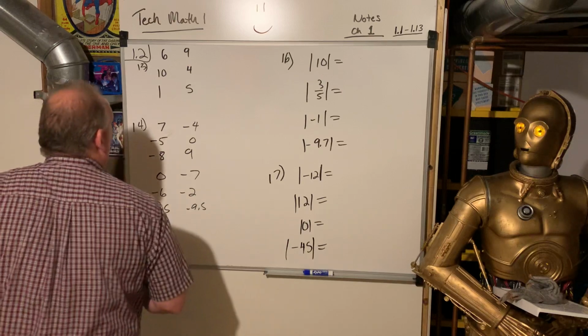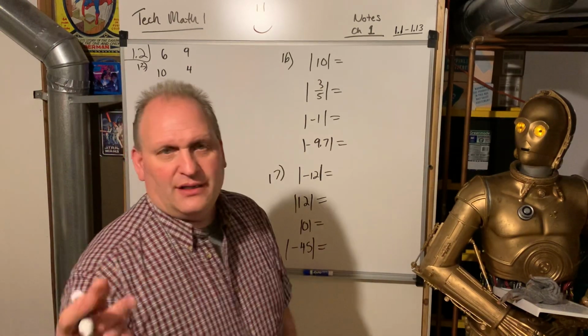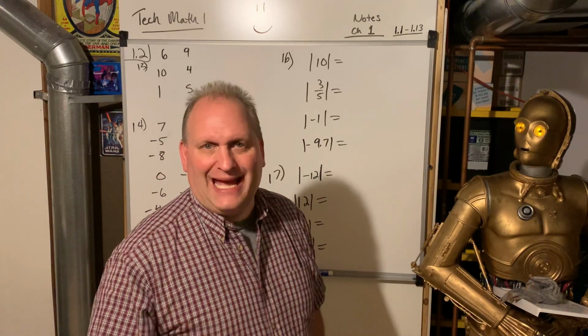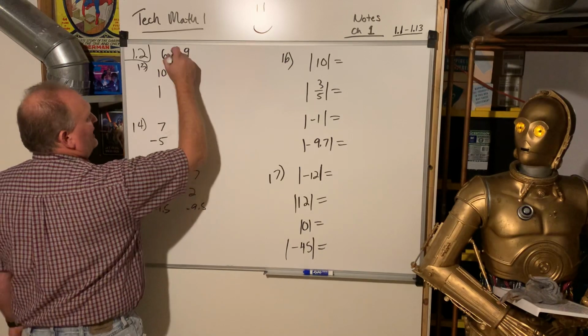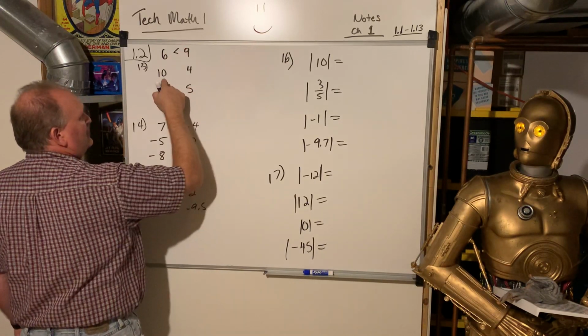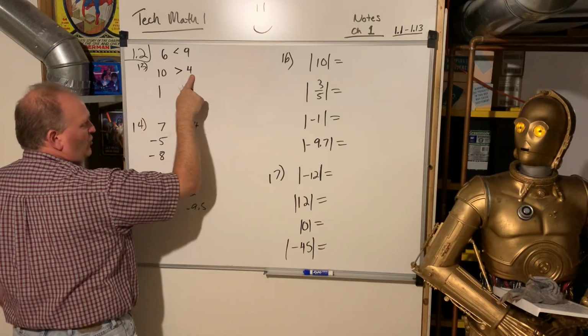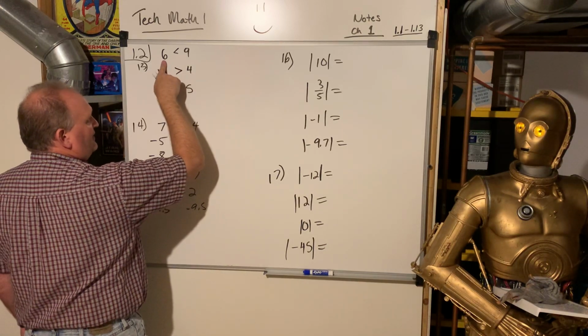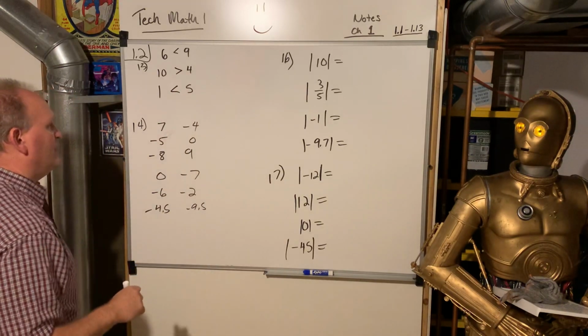Okay, so let's take a look at those. We've got comparatively, whichever one is farther to the left of the number line, the inequality sign will always point at it. So look, 6 is farther to the left of the number line than 9. So 6 is less than 9. 10 is greater than 4. See, 4 is farther to the left of the number line. It's pointing at the 4. 6 is farther to the left of the number line. It's pointing at the 6. 1 is less than 5. So that's no big revelations there.